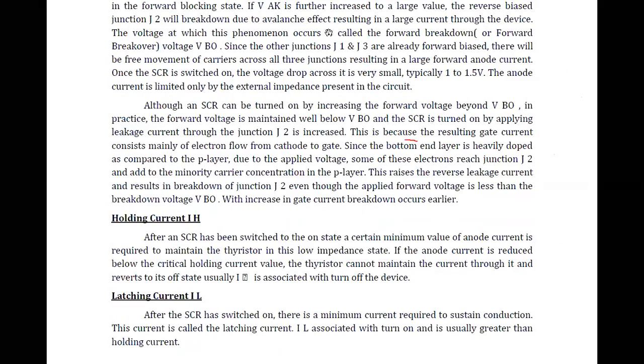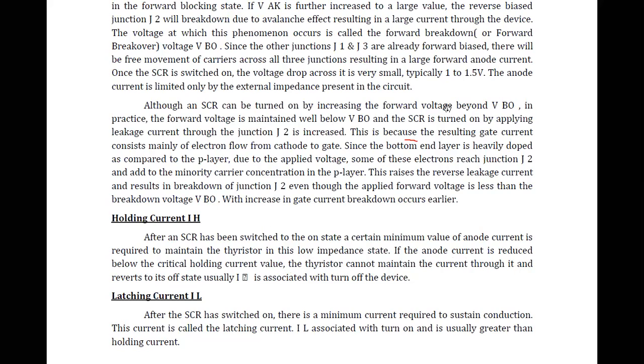Holding current is nothing but this: after an SCR has been switched to the on state, a certain minimum value of anode current is required to maintain the thyristor in this low impedance state. If the anode current is reduced below the critical holding current value, the thyristor cannot maintain the current through it and reverts to its off state. That is what you can see here.